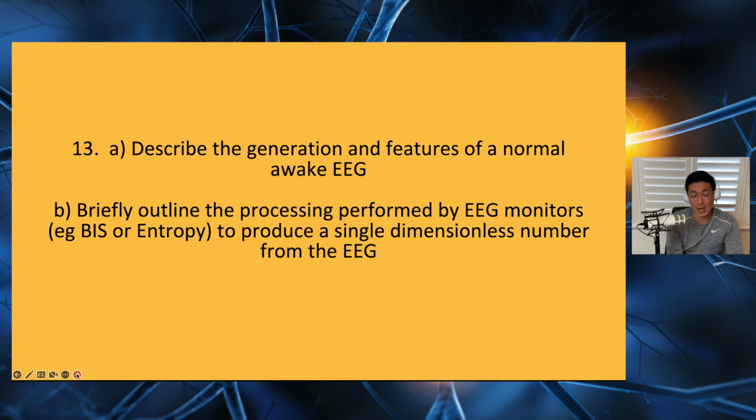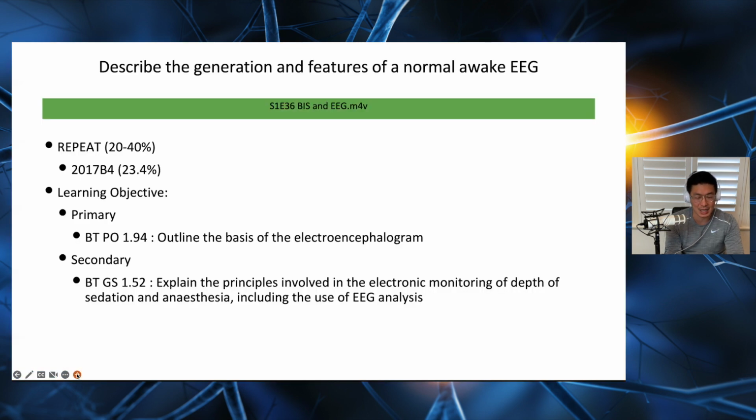But we did run through this in episode 36, and if you go on to the next slide, La, this was actually asked in 2017, question 4. It had a 23% pass rate, so probably on the lower end, but still more than 1 in 5 passed. The learning objective is the neuro one, BTPO 1.94, outline the basis of the EEG. And then the secondary one is a measurement one.